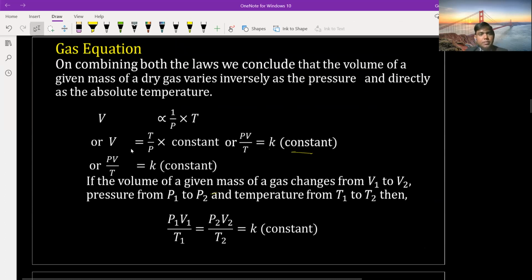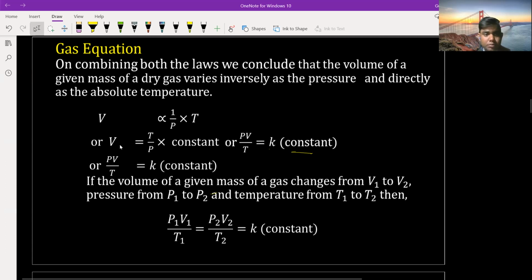Now next is the gas equation. What is gas equation? On combining both the laws, Charles law and Boyle's law, we conclude that the volume of a given mass of a dry gas varies inversely as the pressure and directly as the absolute temperature. Okay, means Charles law में volume for dry gas directly proportional to temperature T, and in Boyle's law, volume is inversely proportional to pressure P.